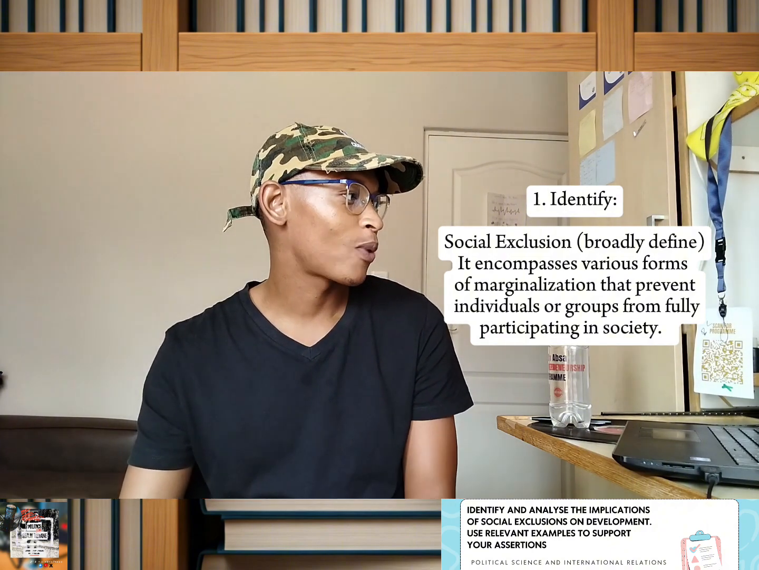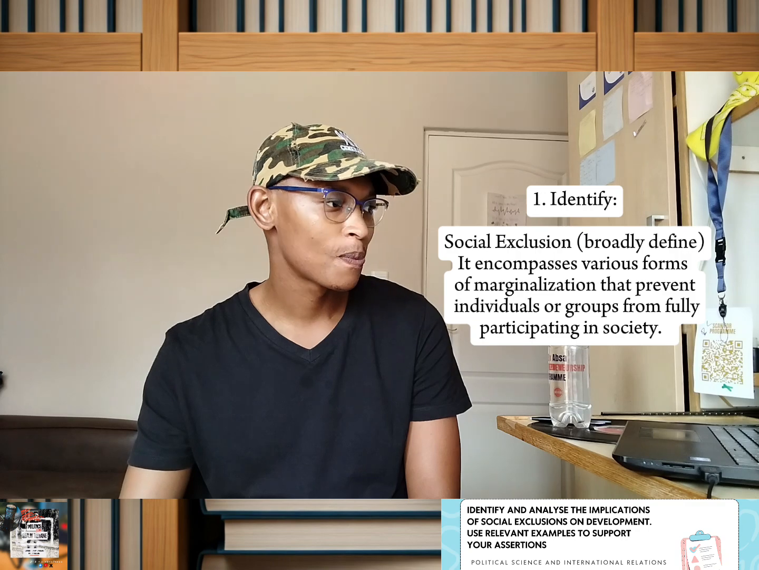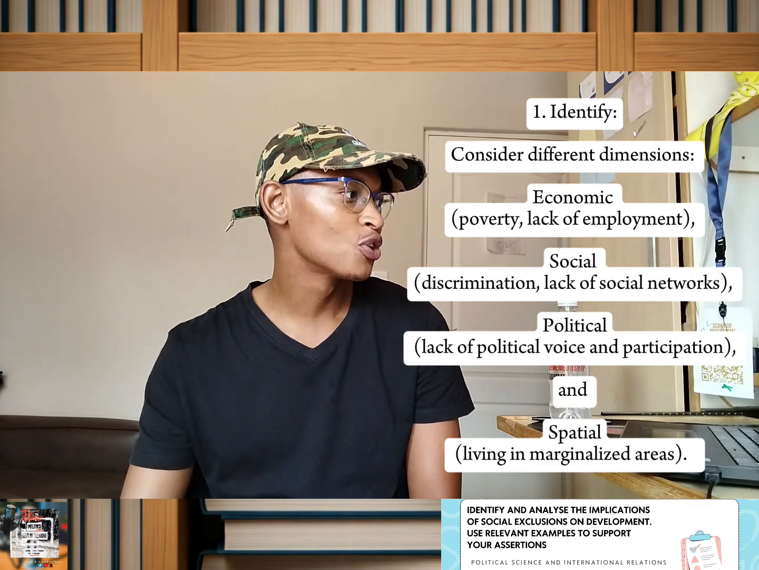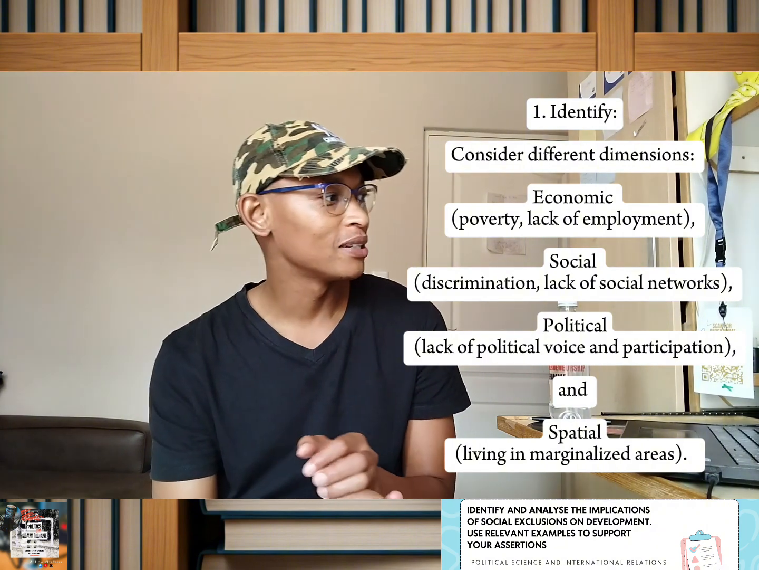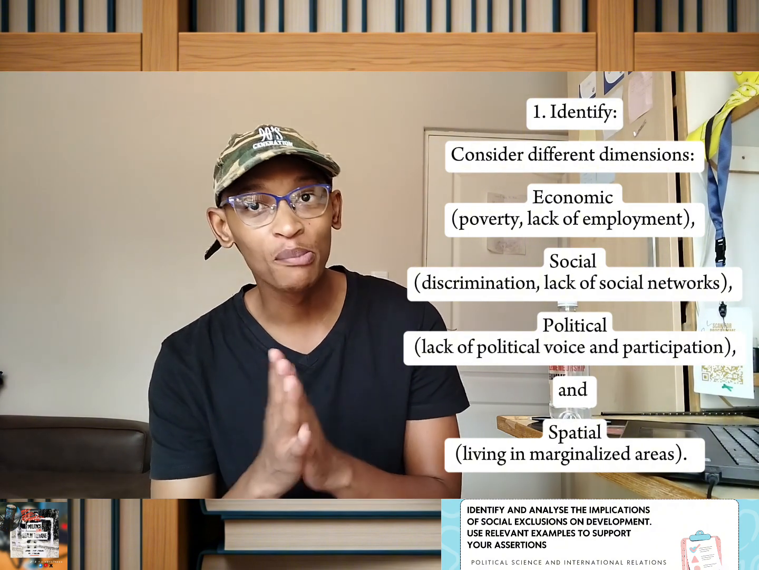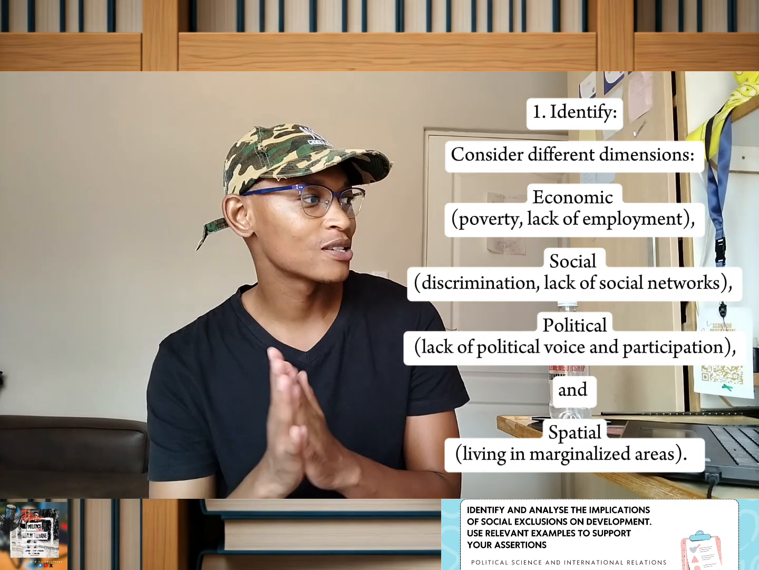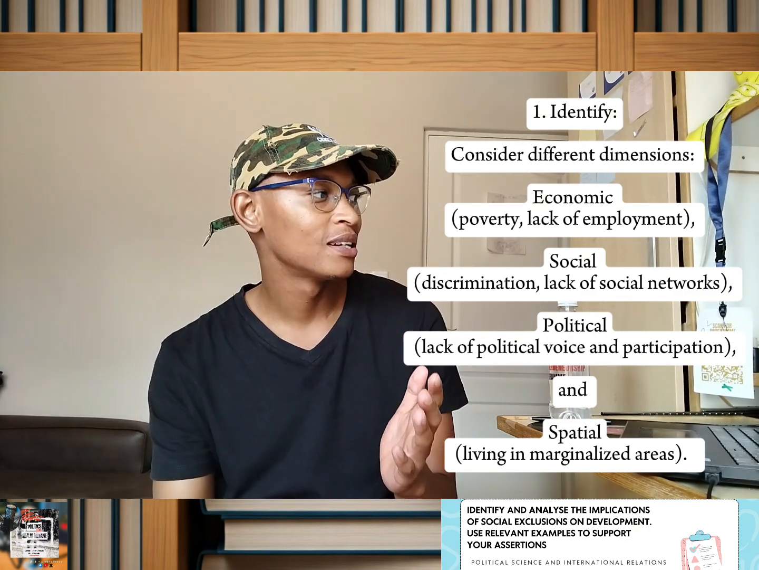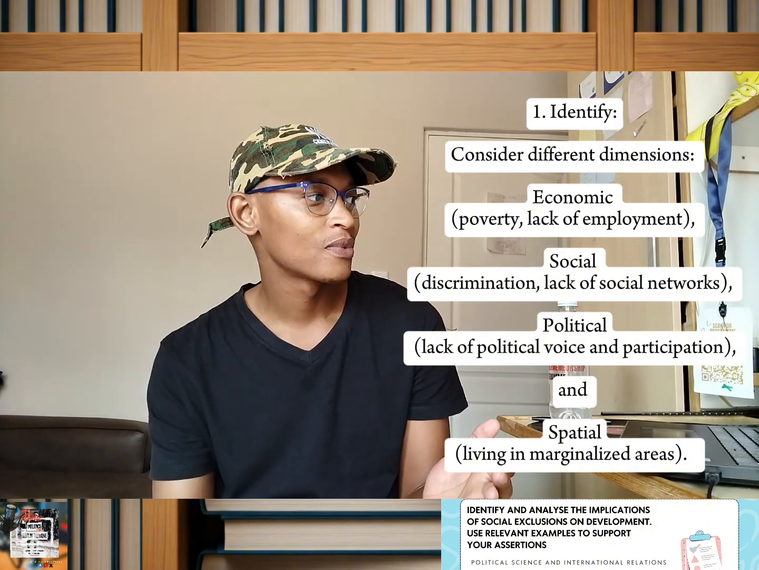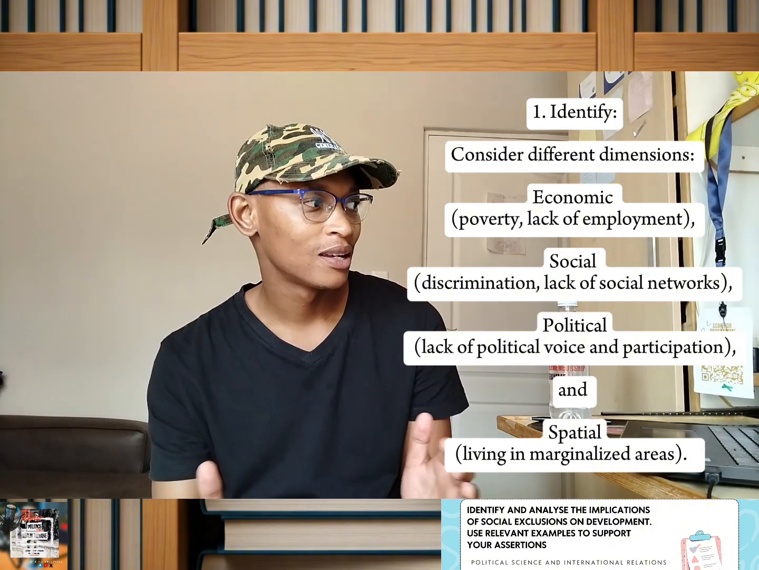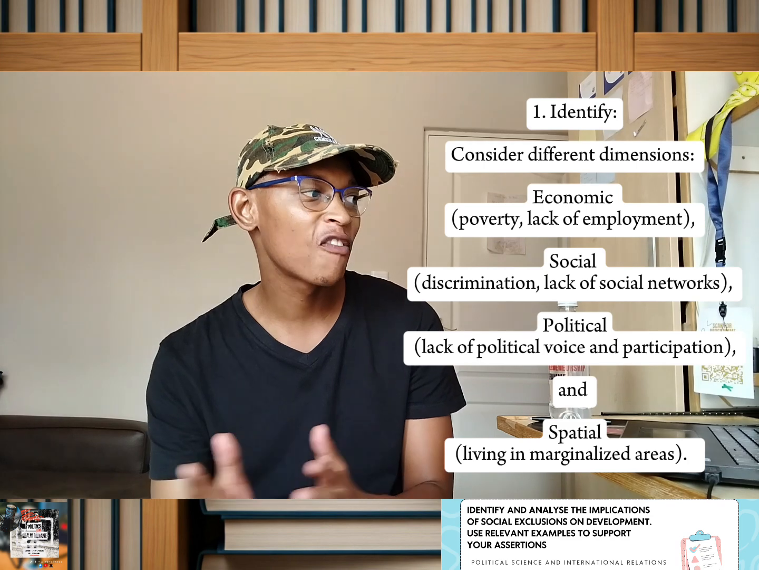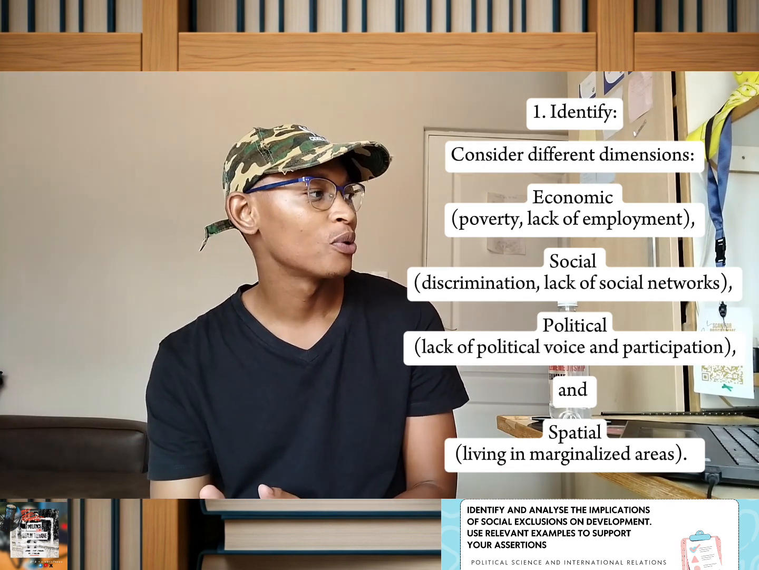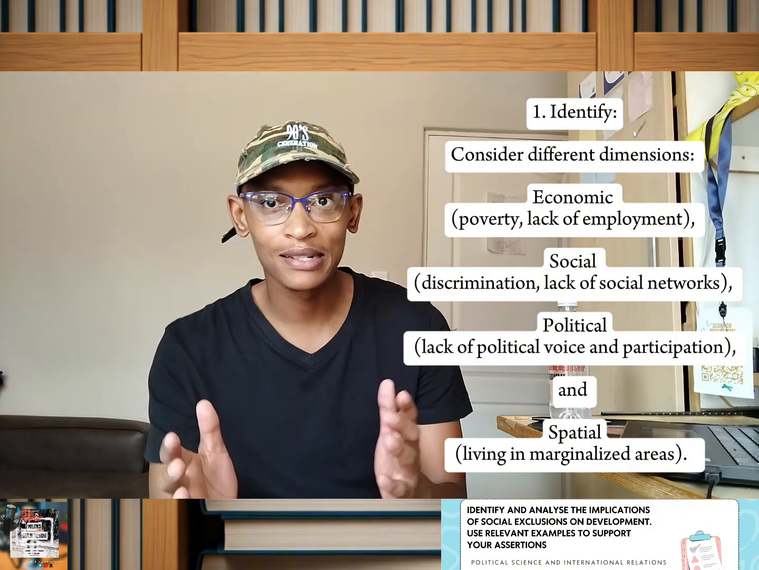Now, one important area to consider is that we need to look at different dimensions. We need to look at the economic, meaning poverty or lack of employment. We need to look at the social, encompassing discrimination, lack of social networks. And we need to look at the political, particularly lack of political voice and participation. And spatial, we need to look at living in marginalized areas.